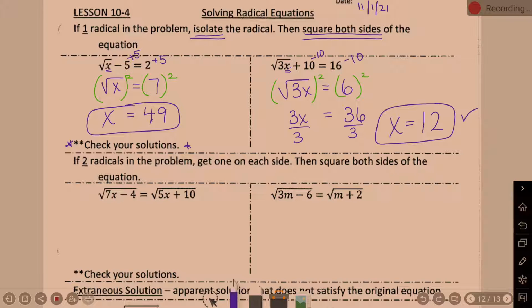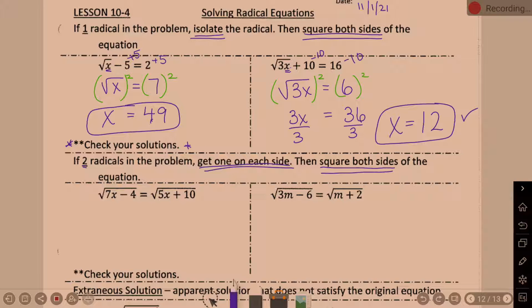Today, we're ready to pick up on what we do if there are two radicals in the problem. I talked a little bit at the end of class that if there's two radicals in the problem, we're going to get one on each side. And then guess what? We're going to square both sides. So that's what we're doing if there are two as opposed to one.